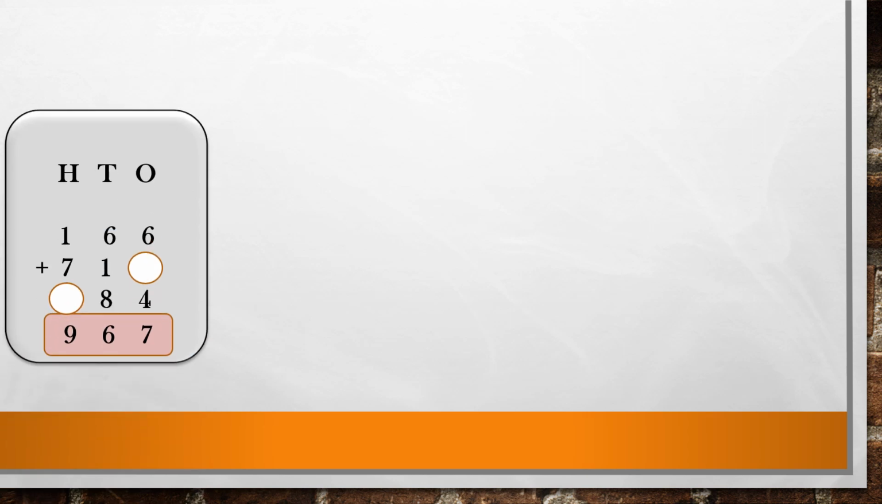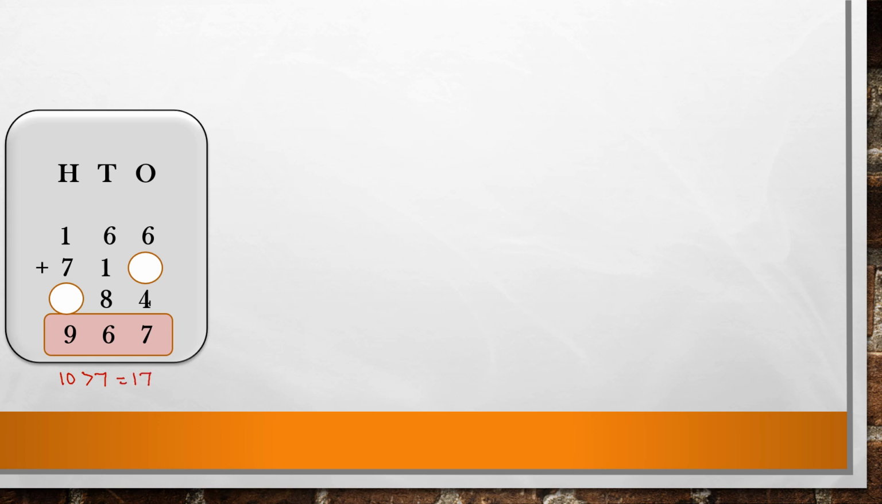Here we have the sum 166 plus 7 circle plus circle 8 4. So let's see, 6 plus 4 is how much? 6 plus 4 is 10. So write, 10 is greater than 7. So consider 7 to be 17.